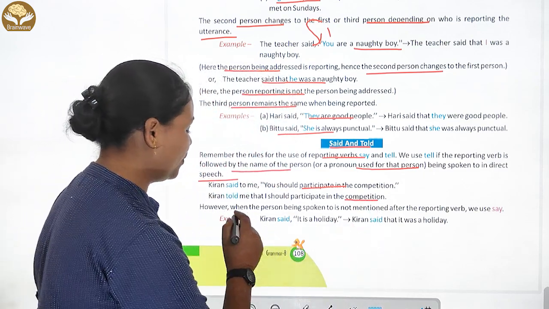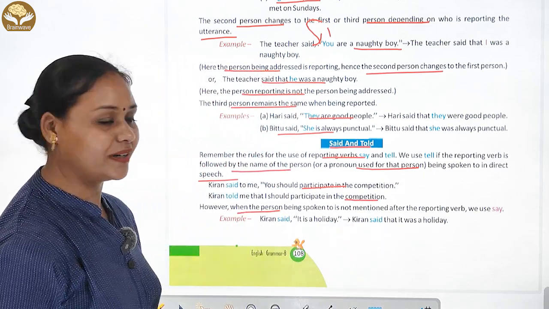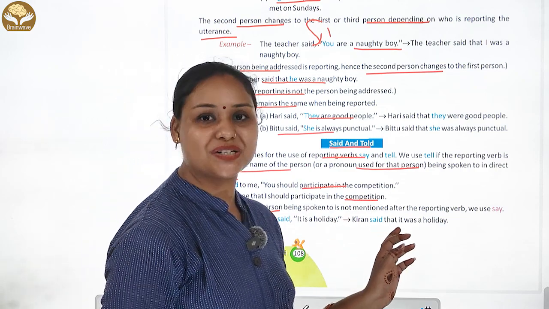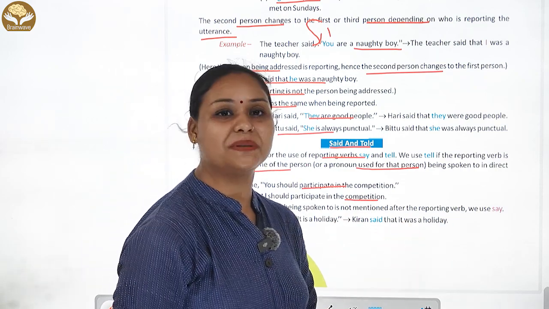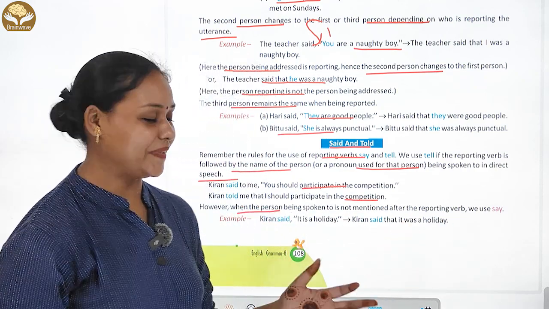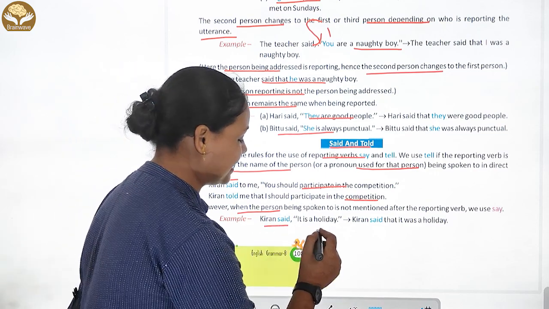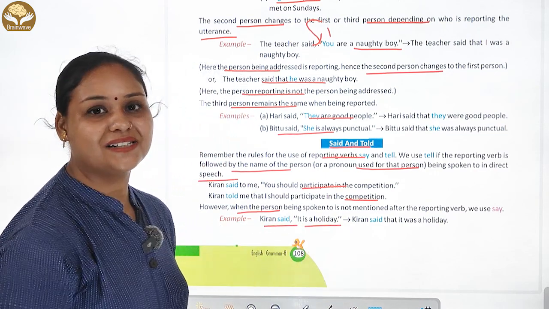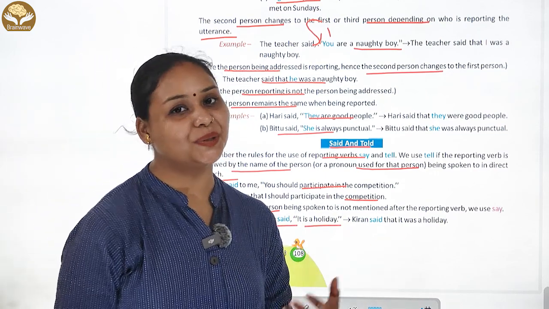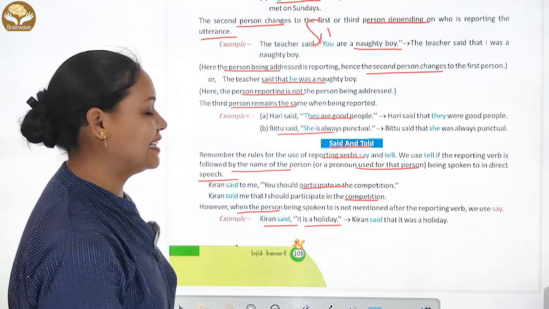Okay. चलिए, however, when the person being spoken to is not mentioned after the reporting verb, we use say. Example है, Kiran said, it is a holiday. Kiran said that it was a holiday. चलिए आगे है.